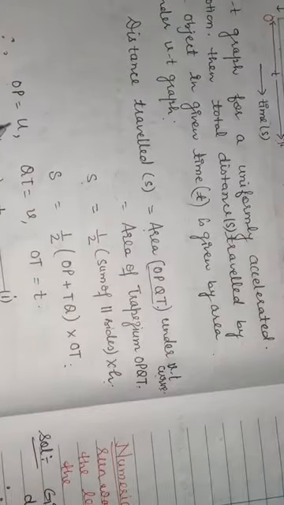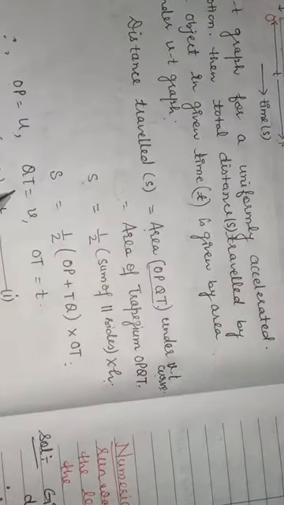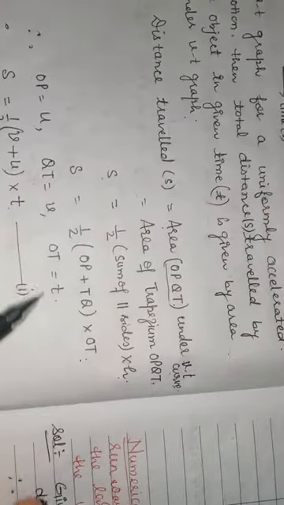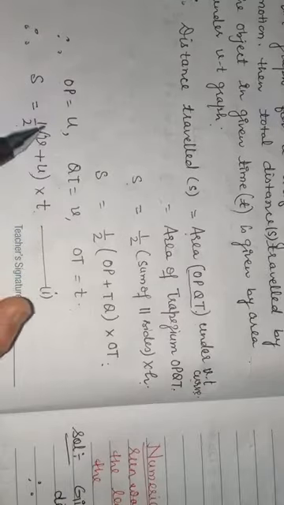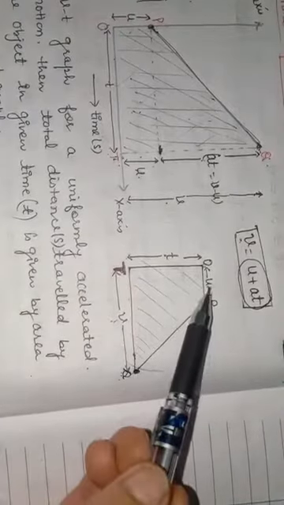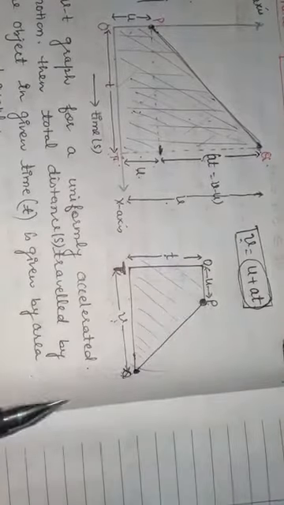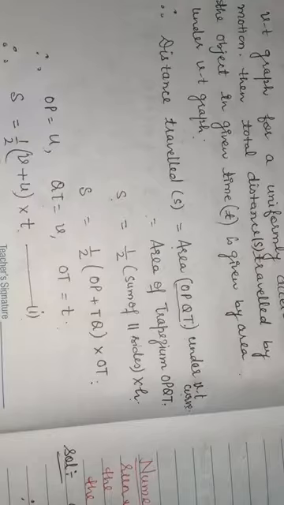So OP here is equal to U, QT is equal to V, and OT is equal to T. Now substitute these values in this, that the total distance is equal to half the sum of parallel sides. From the figure, this is V and this is U and this is the height. Then by substituting these values, we get half V plus U multiplied by T.